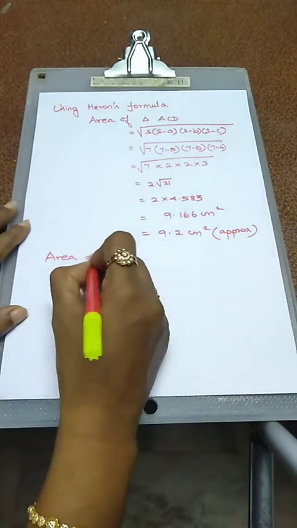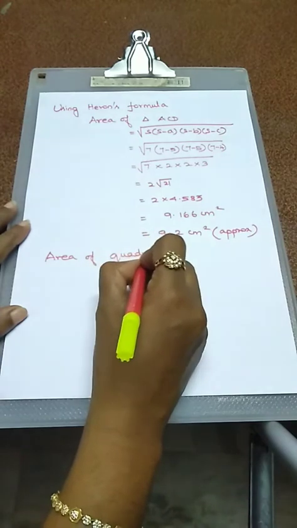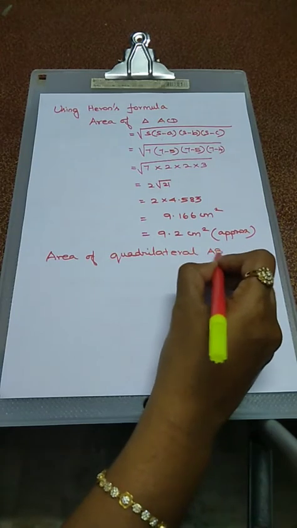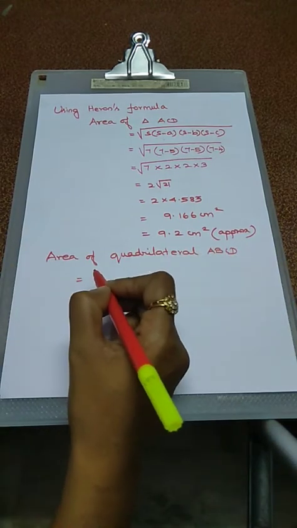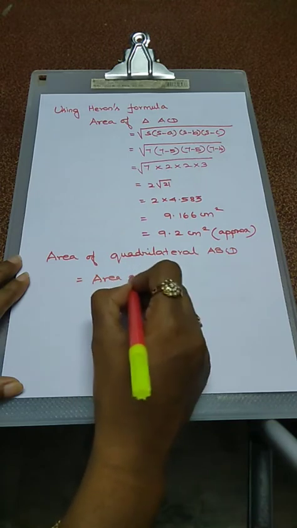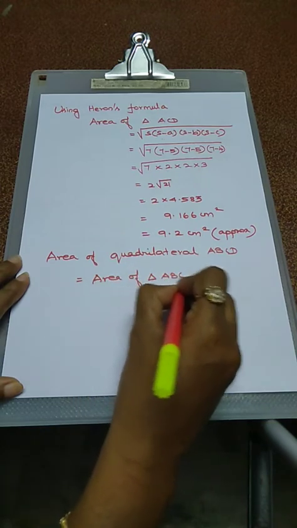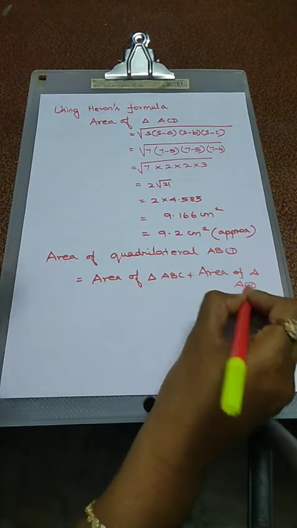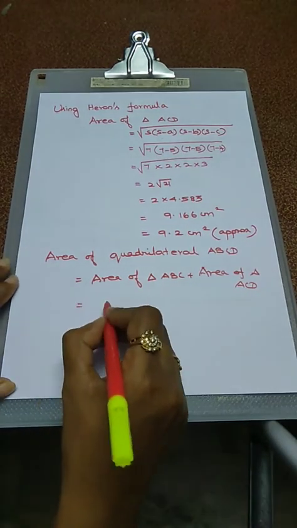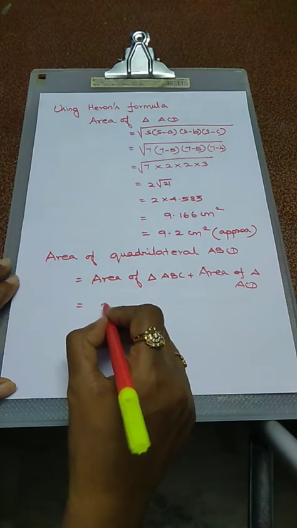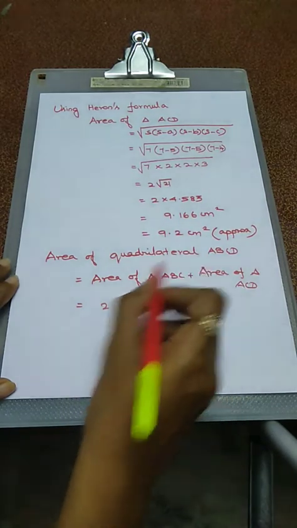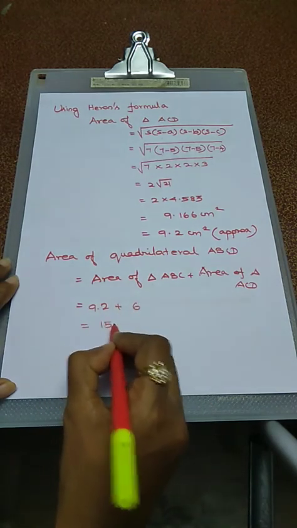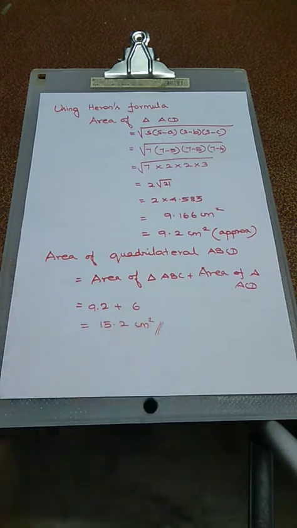So area of quadrilateral ABCD is equal to area of triangle ABC plus area of triangle ACD. Add the values, that is first one is actually 9.2 and the second one is 6. So add the value, 15.2 centimeter square. That's all.